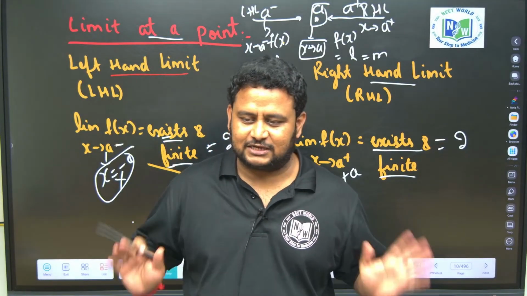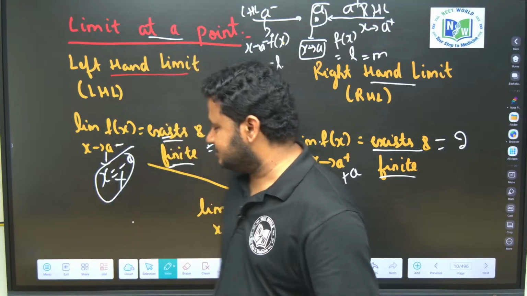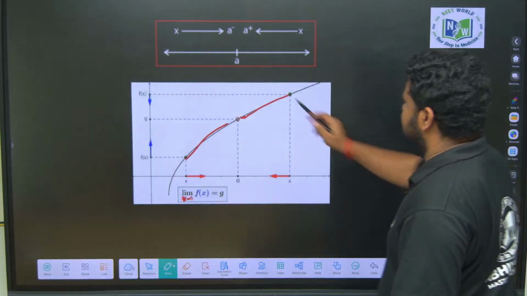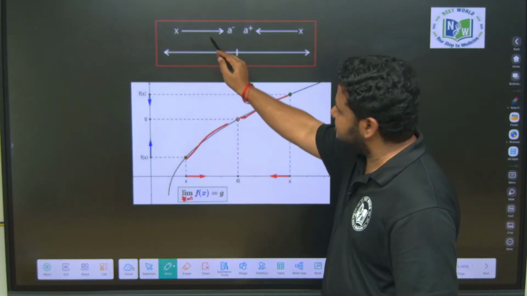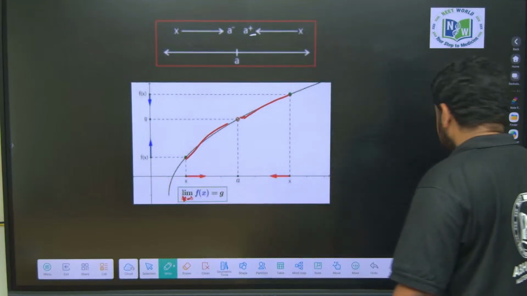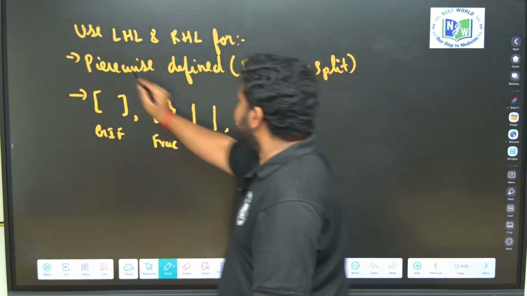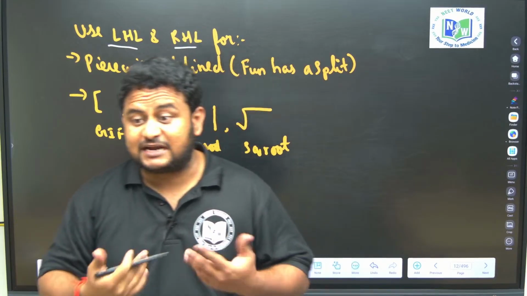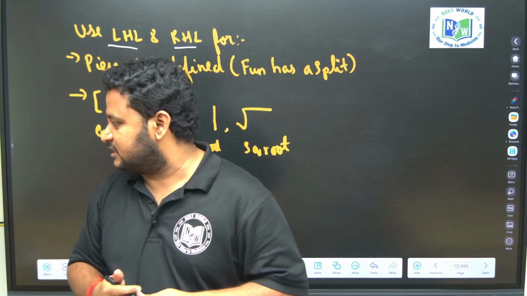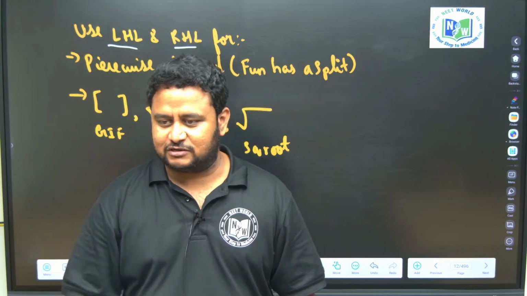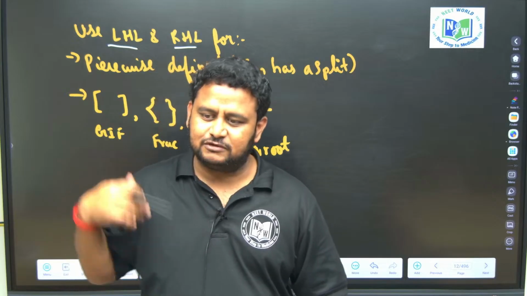So LHL and RHL. Okay, so let us go to the actual topic now. That is what I have written here: x tends to a minus is the left side, x tends to a plus is the right side. Now, where can we use LHL and RHL in questions? What kind of question can we use LHL and RHL for? Most importantly, I am telling you the concept, but ultimately you should be able to solve the question. Where we can use this is important.